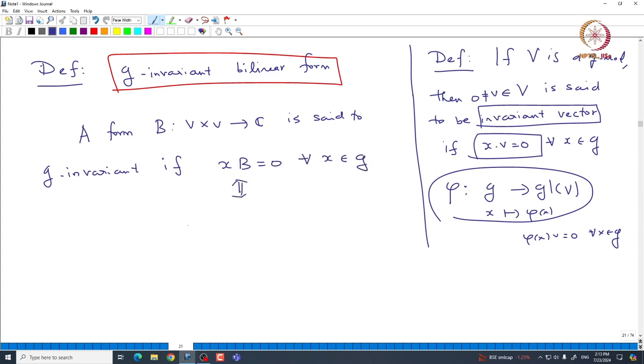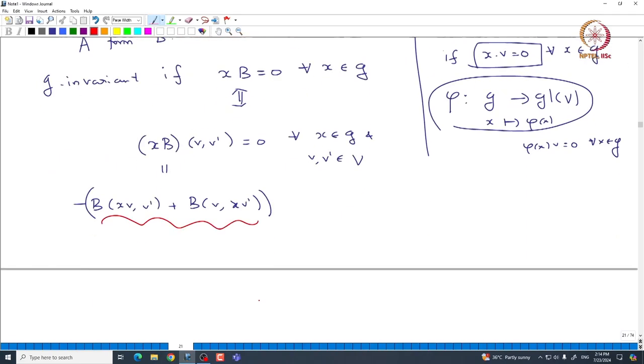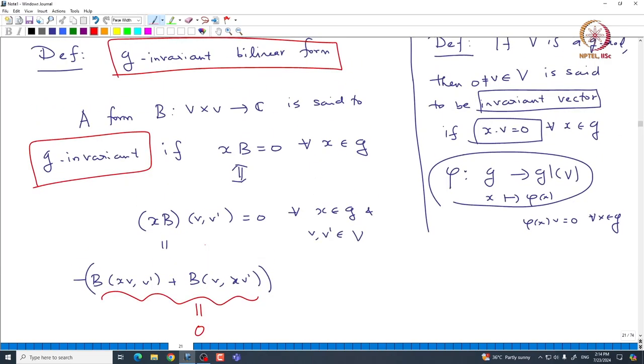This is if and only if x·B, when you apply it on v, v dash, should be 0 for all x in G and v, v dash in capital V. This can be rewritten as minus B of x v, v dash plus B of v, x v dash, and this quantity should be 0. So for a G invariant form, you demand this quantity to be 0: B of x v, v dash plus B of v, x v dash should be equal to 0, for all v, v dash in V and x in G. That is what an invariant form means.